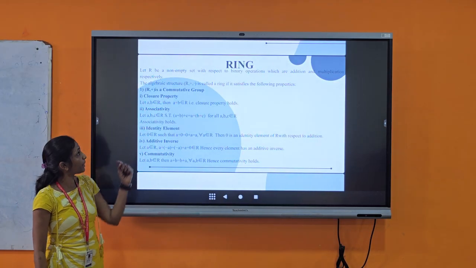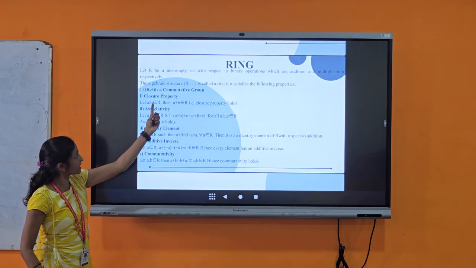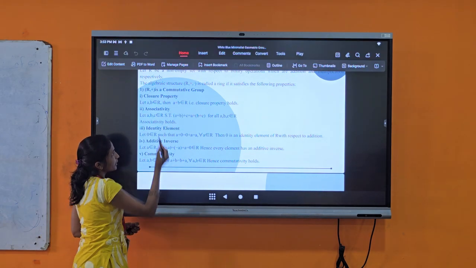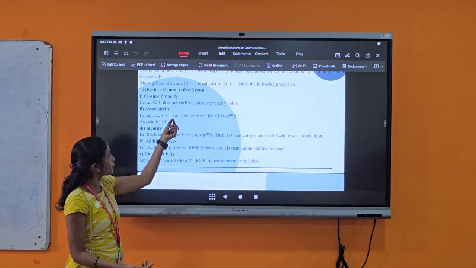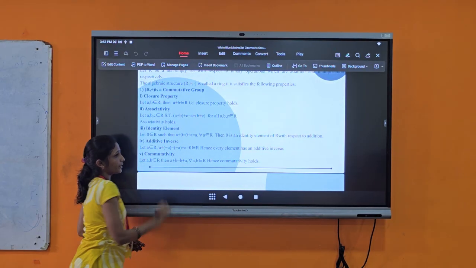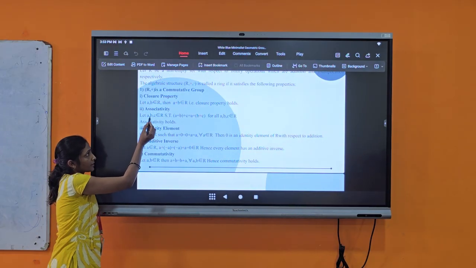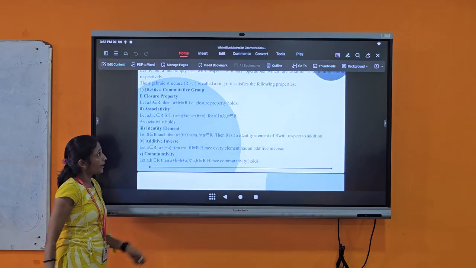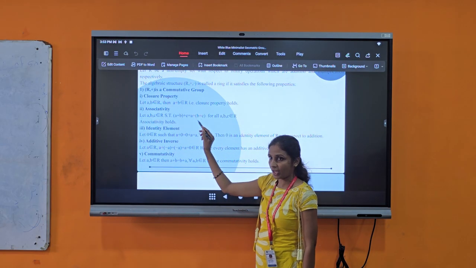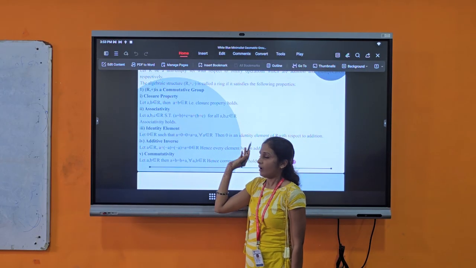First one is the closure property. That means if we take two elements from the set R and add these two elements, we get an output which also belongs to the set R, and that is called the closure property. Next one is associativity. If we take three elements from set R, then (A plus B) plus C is equal to A plus (B plus C) for all elements from the set R.